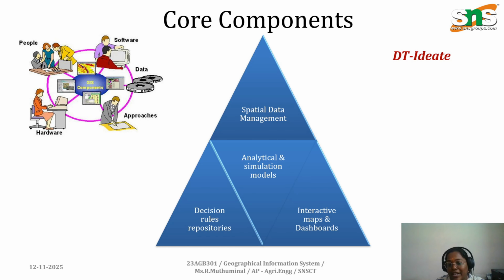The core components involved in a spatial decision support system are, first, spatial data management, then interactive maps and dashboards, analytical and simulation models, and the final stage is the decision rules repositories. We claim them as the core components because they will help us to regulate national and regional policy decisions.